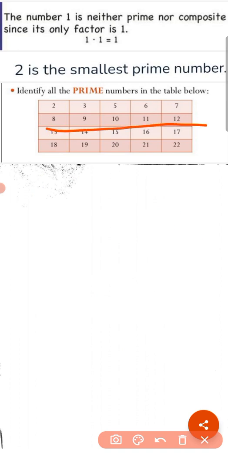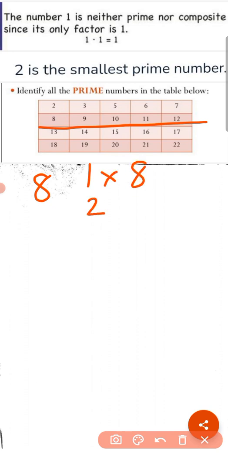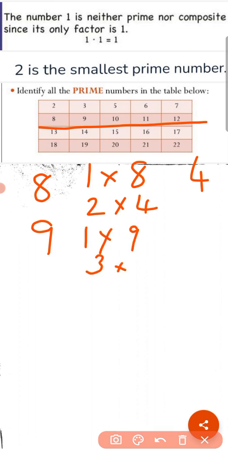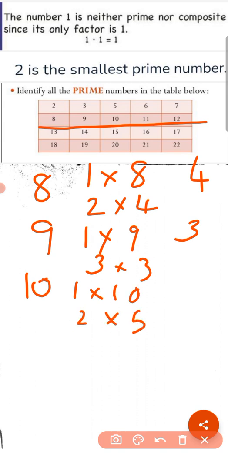In the second row, the numbers given are 8, 9, 10, 11, 12. Factors of 8: 1 into 8 and 2 into 4. So the factors of 8 are 1, 2, 4, 8. 4 factors. Then 9. 1 into 9, 3 into 3. 3 factors: 1, 3, 9. Then 10. 1 into 10, 2 into 5. How many factors, children? 4.